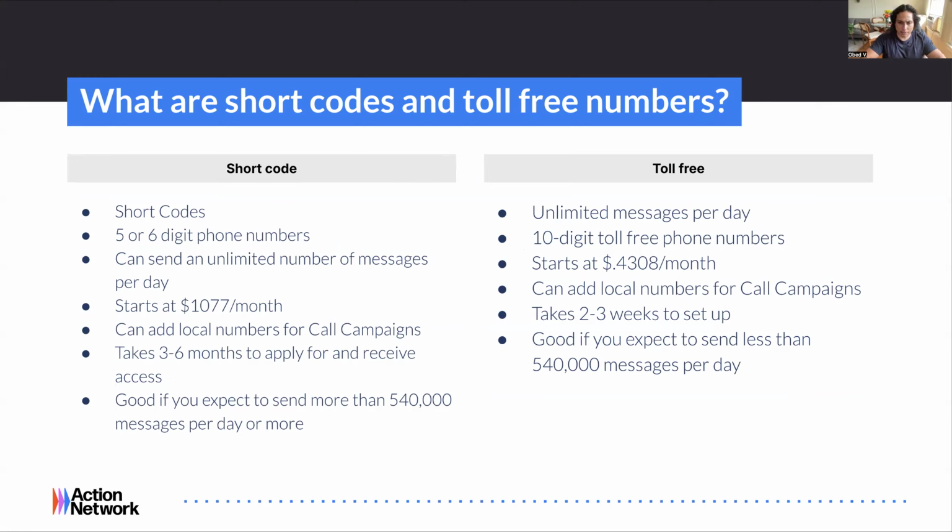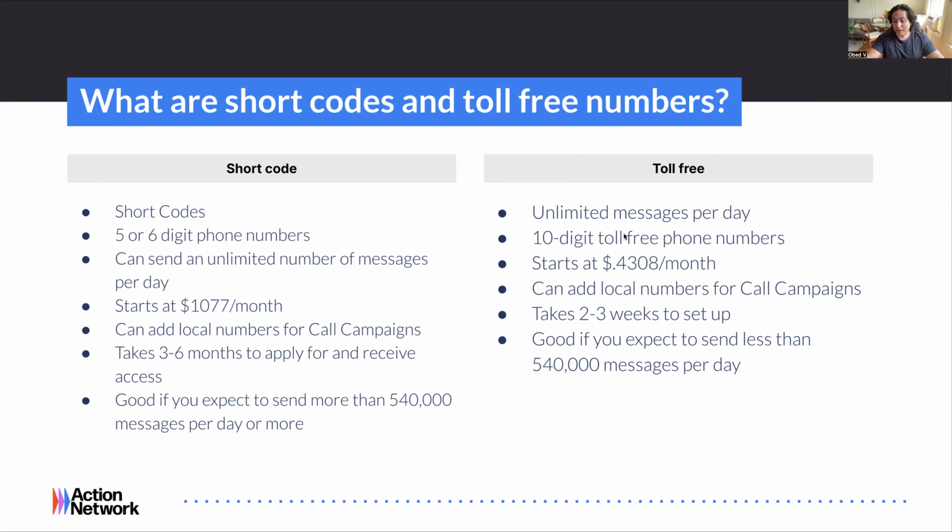But there are two different numbers that you can get. First, we have short codes. And short codes are the classic number that you are used to. These have all the short little 5 or 6 digit numbers. They can send an unlimited number of messages a day, but these are very expensive. They start at around $1,000 a month. And so the cost of that really adds up. You can add local numbers for call campaigns, and these do take about 3 to 6 months to apply for and receive access. That's really great if you expect to send more than about 500,000 messages a day.